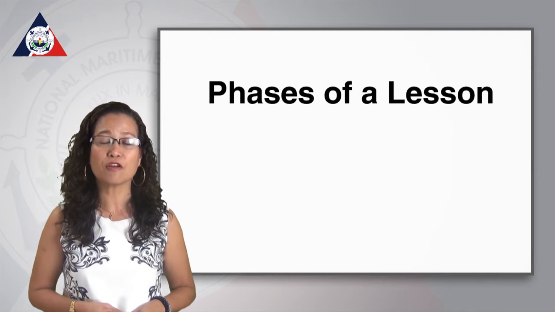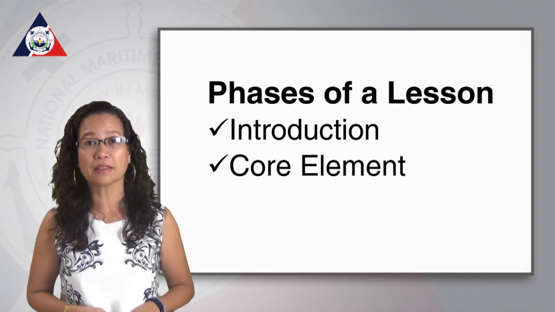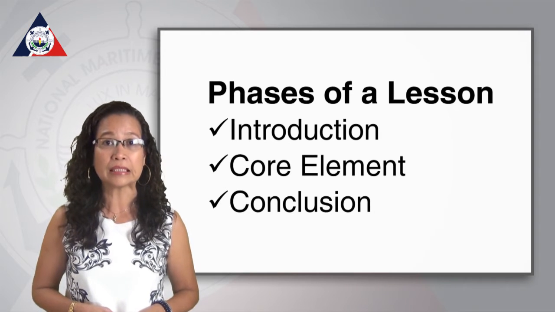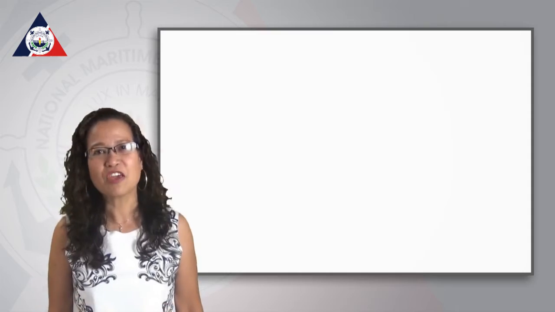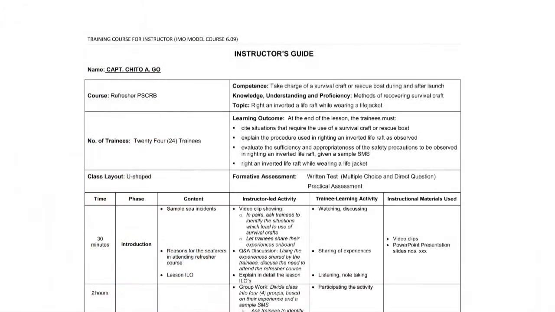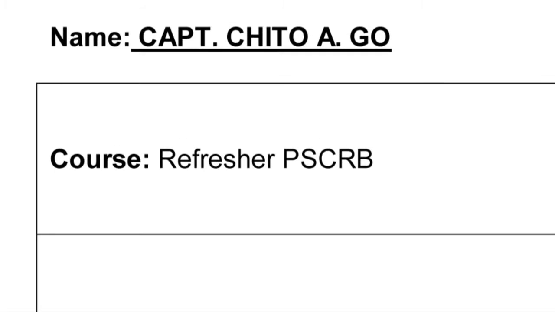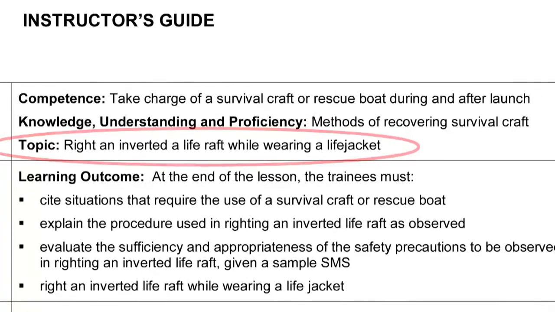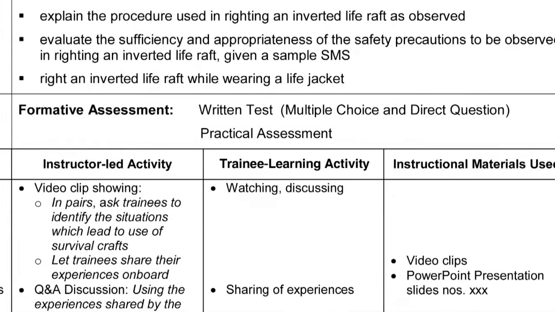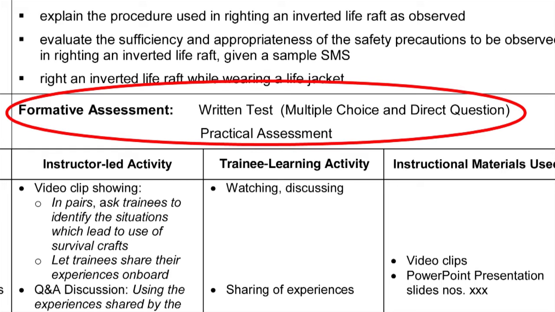Then, you need to plan for the introduction, the core element, and the conclusion of the lesson within the time available. Let's say, for example, you will be teaching a refresher course on PSCRB and your topic is how to right an inverted life raft while wearing a life jacket. For the formative assessment, we're going to use a written test, specifically a multiple choice type of test and a direct question. We're also going to use practical assessment, taking into account the learning outcomes of this lesson.